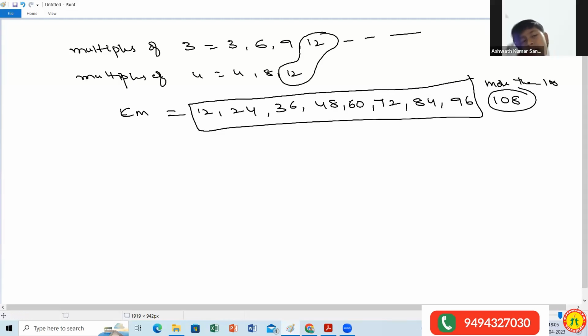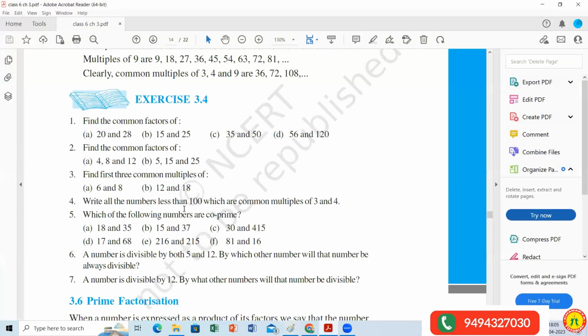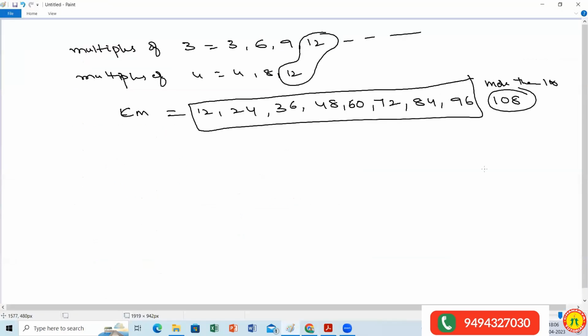The common multiples of 3 and 4 which are less than 100. So here, all the numbers less than 100 which are common multiples of 3 and 4, till where are we taking? Till 96. We are not taking 108. Why? Because 108 is more than 100. They're asking only for less than 100. These are the common multiples of 3 and 4 which are less than 100.